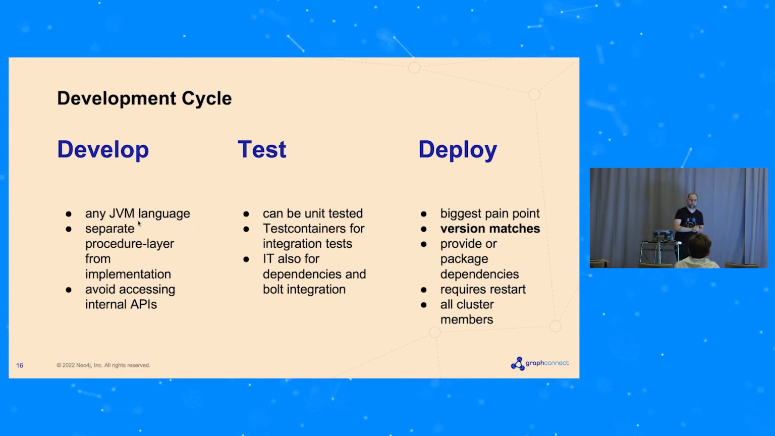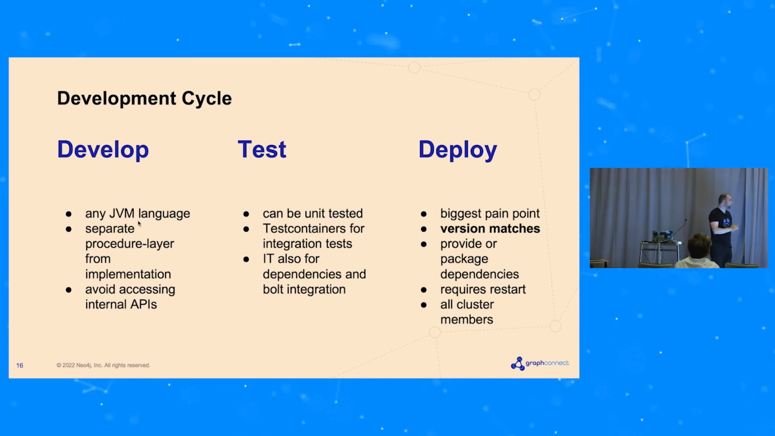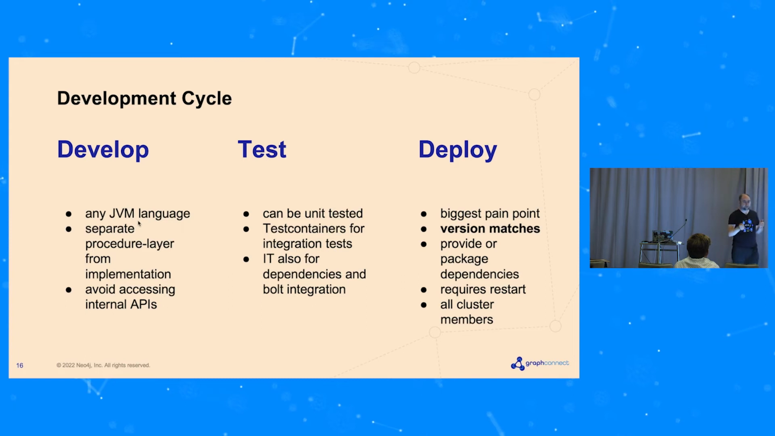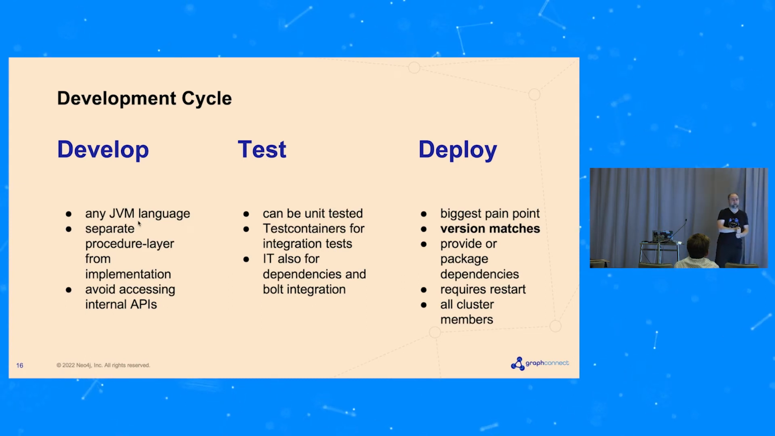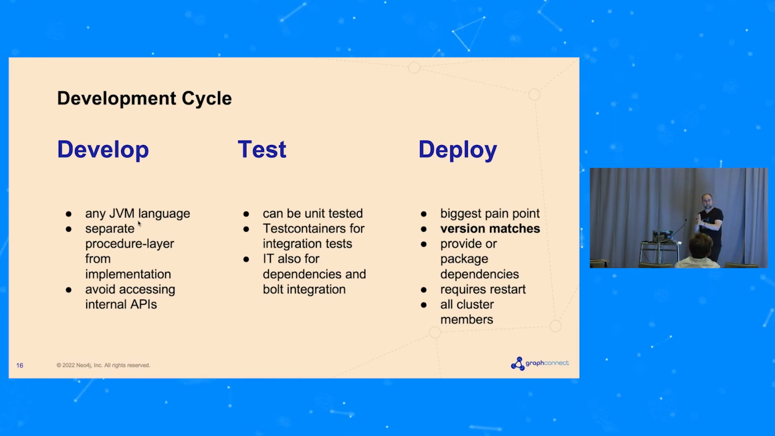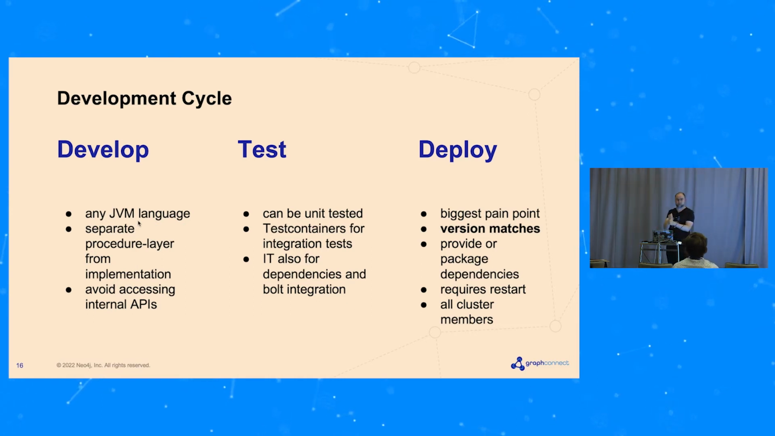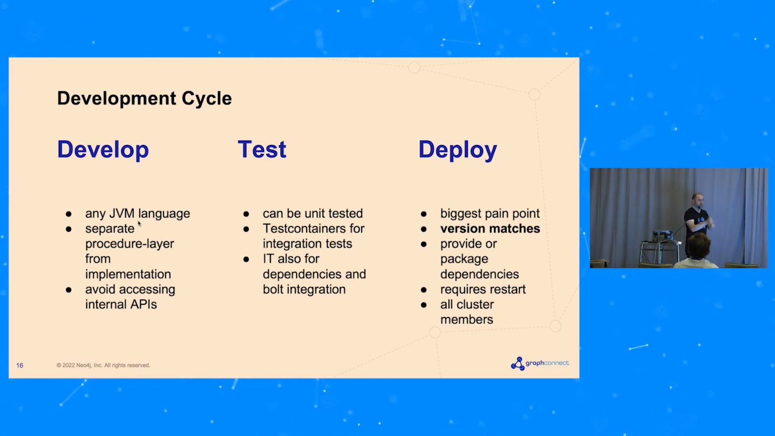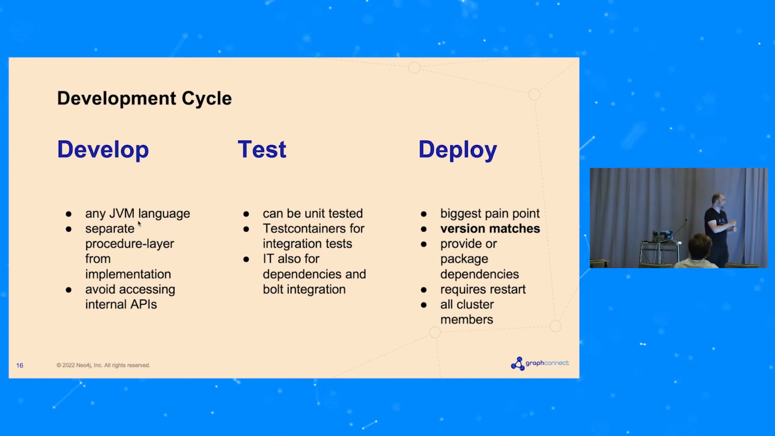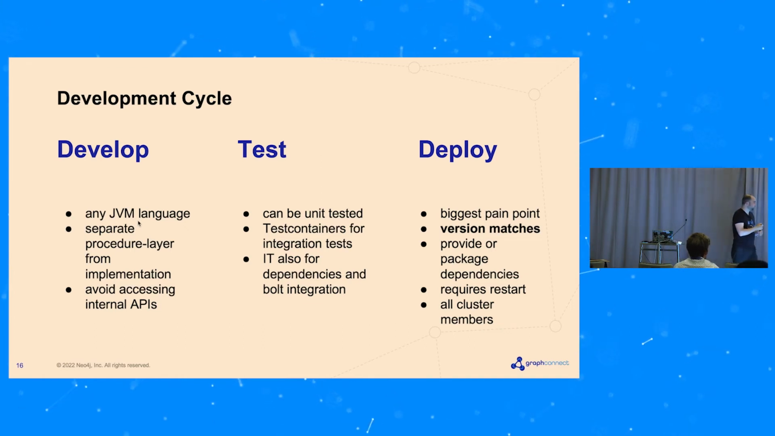Deploying procedures is actually the biggest pain point, to be honest, because you have to watch out that the version of Neo4j that you use to build your procedure matches the server that you deploy. Many of you have probably deployed the wrong version of APOC to a server version and then stuff broke, for instance. That's an example. So that's really important to watch out.